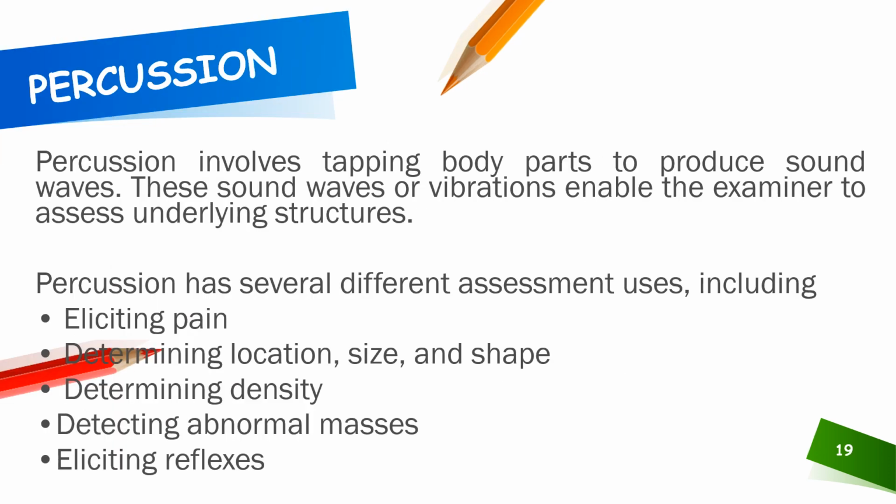The next technique will be percussion. Percussion involves tapping body parts to produce sound waves. These sound waves or vibrations enable the examiner to assess the underlying structure. So percussion has several different assessment uses, including eliciting pain. Percussion helps detect inflamed underlying structure. If an inflamed area is percussed, the client's physical response may indicate, or the client will report, that the area feels tender, sore, or painful.